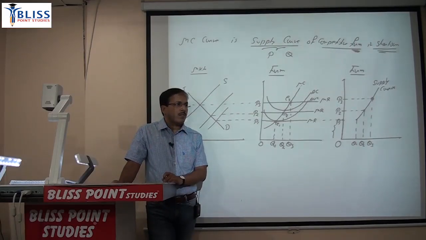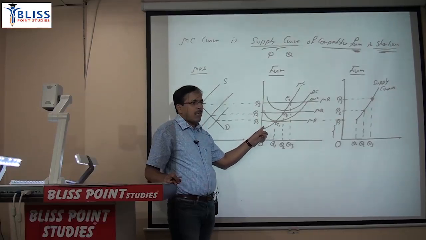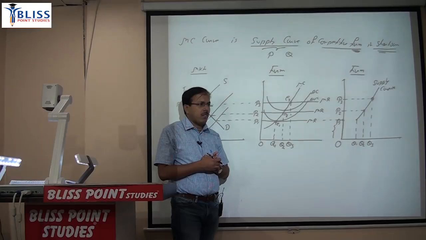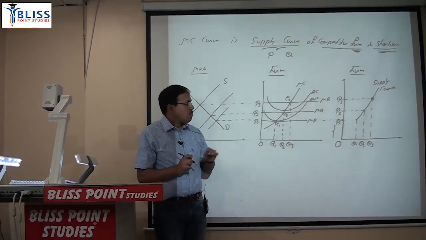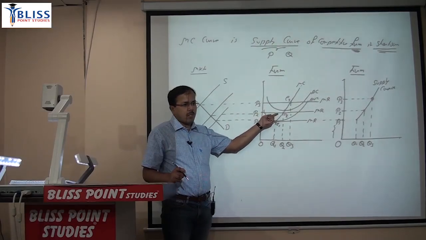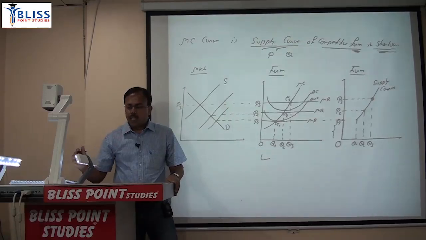Which part of MC? Marginal cost curve is here also, and here also, but this will not be part of the supply curve. So which part of MC is supply curve? Only that part of MC which is above the variable cost line, which is above the variable cost. Only that part of marginal cost curve is the supply curve. So usually you say marginal cost curve is supply curve, but you put a condition there. It is only that part of MC which is positively sloped and lies above the average variable cost curve.